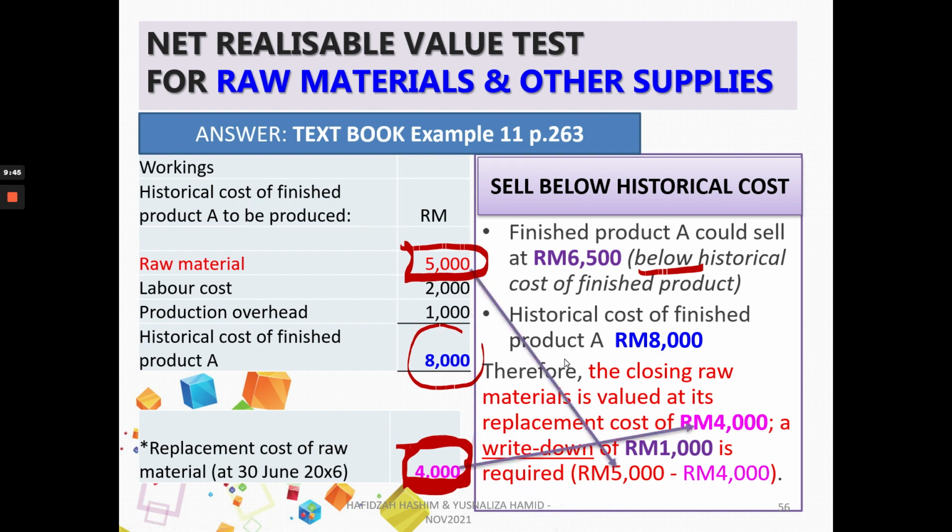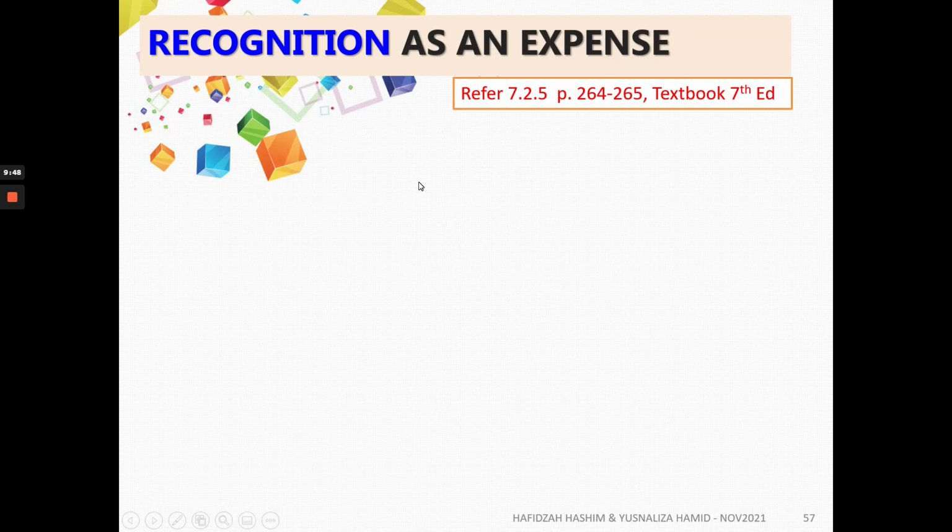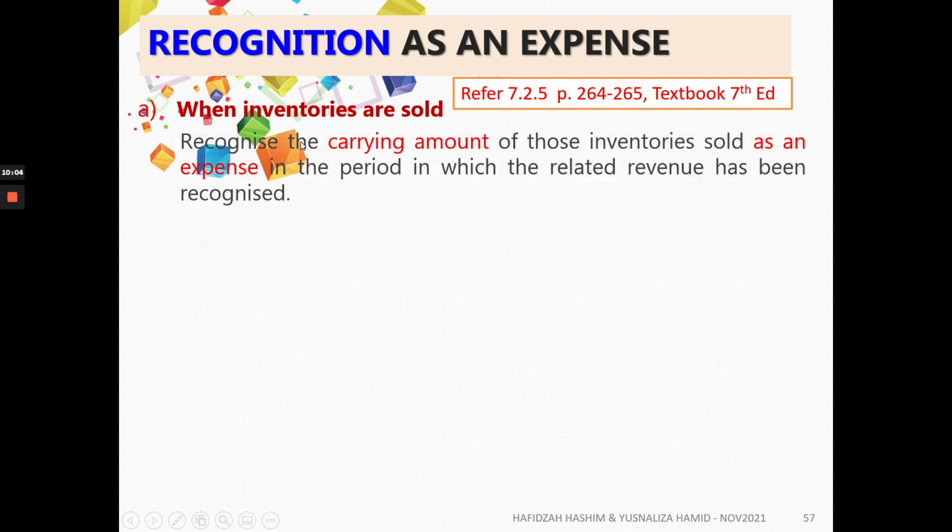All right, let's look at the recognition as expense. According to MFRS 102, inventory will be recognized as an expense when the inventories are sold off. For detail, you can refer to pages 264 to 265 of the textbook. When these are sold off, the carrying amount of those inventories has to be recognized as an expense in the period in which the revenue has been recognized or generated.